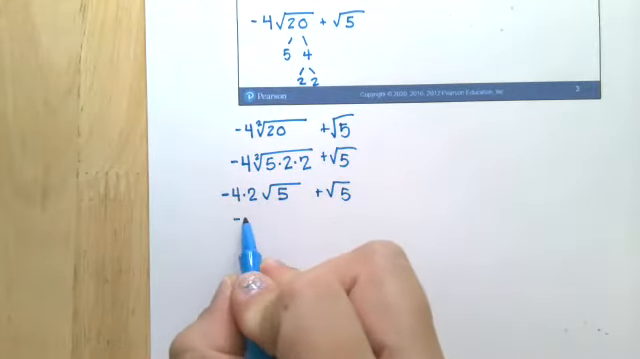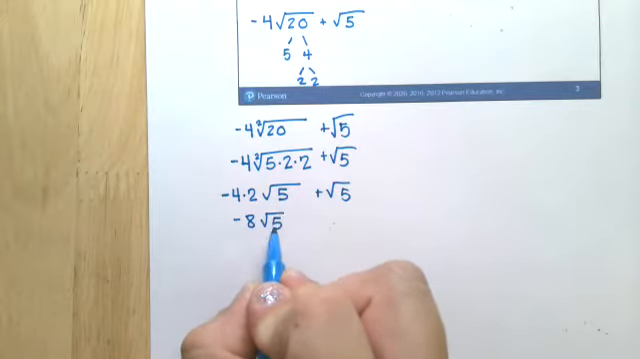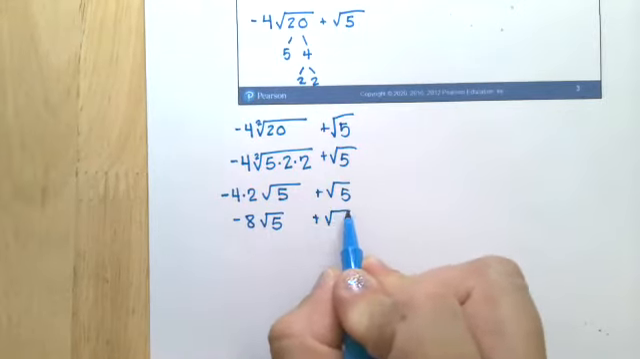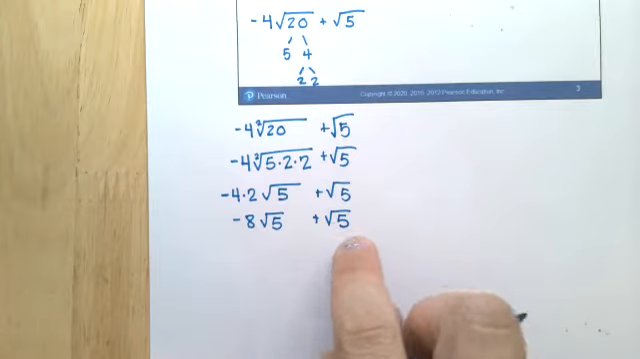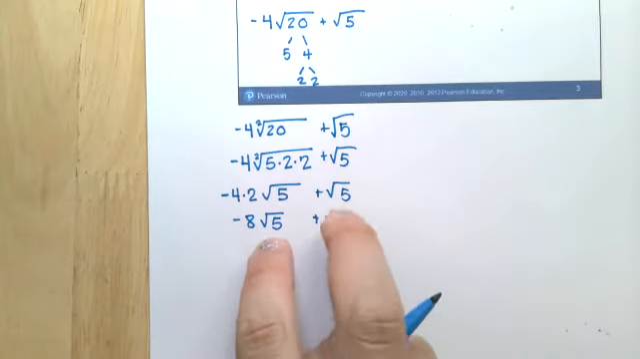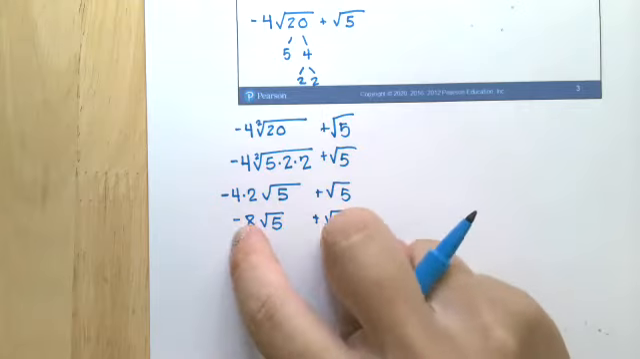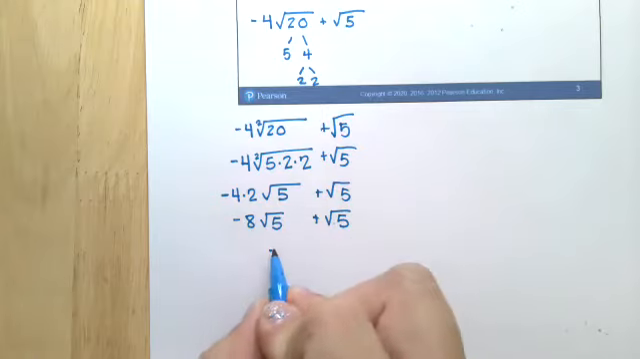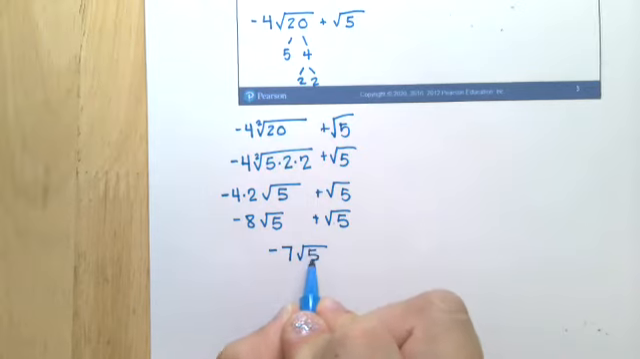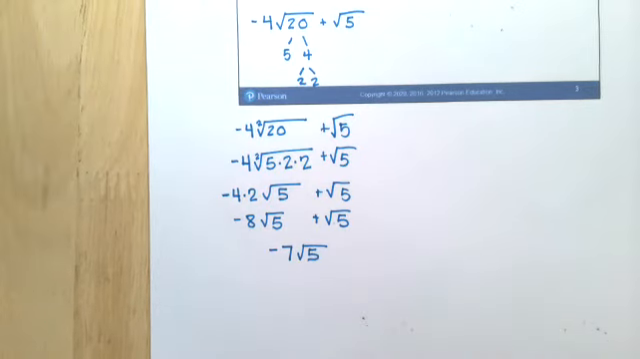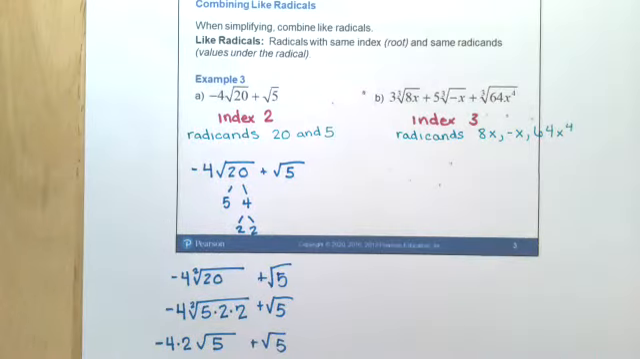Negative 4 times 2 is negative 8. Negative 8 plus 1, right? Because they have the same radicand. So now we're just adding the number in front of it. A negative 8 and a plus 1 is a negative 7. Negative 7 square root of 5 is your answer for A.